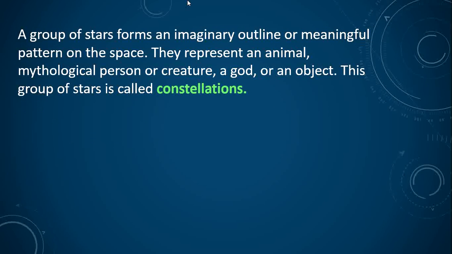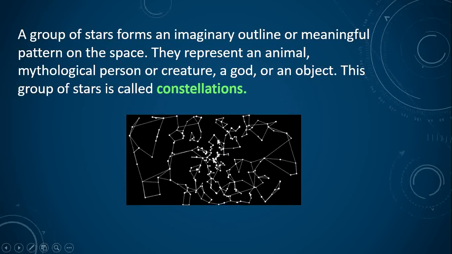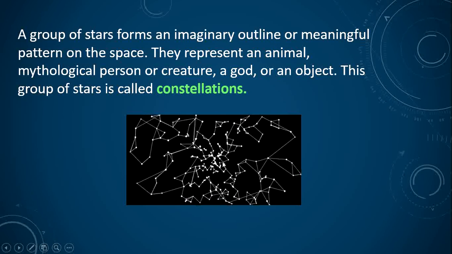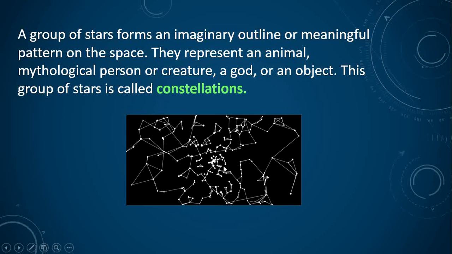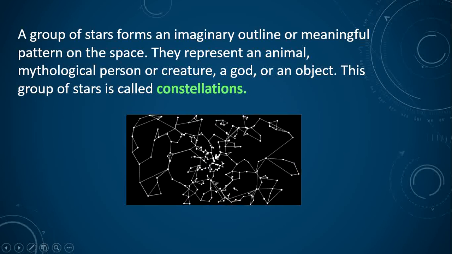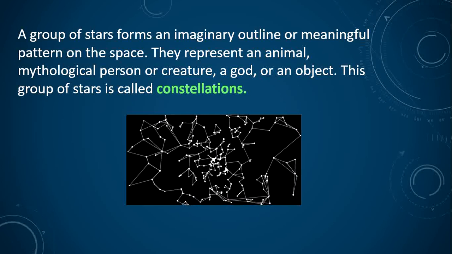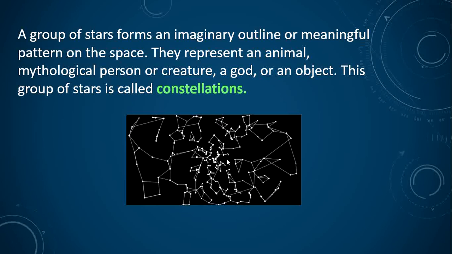A group of stars forms an imaginary outline or meaningful pattern in space. So when we look at the sky, we see numerous stars. All these stars form an imaginary outline or meaningful pattern in space. See this diagram, these are all stars. Now these stars join in an outline and give us a meaningful pattern. This pattern represents an animal, a mythological person or creature, a god or an object. This group of stars is called constellations.